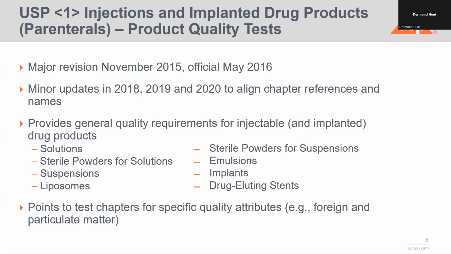We did a major revision to the chapter back in 2015, became official in 2016, and then had subsequent revisions in 2018, 2019, and 2020 to make sure the chapter was better aligned with our monographs. If you look in the chapter, it outlines general quality requirements for the various injectable dosage forms, solutions, suspensions, all the way to drug-eluting stents. And within this chapter, there's a specific section that calls out foreign and particulate matter, which is one of the most valuable quality attributes for an injectable drug product.